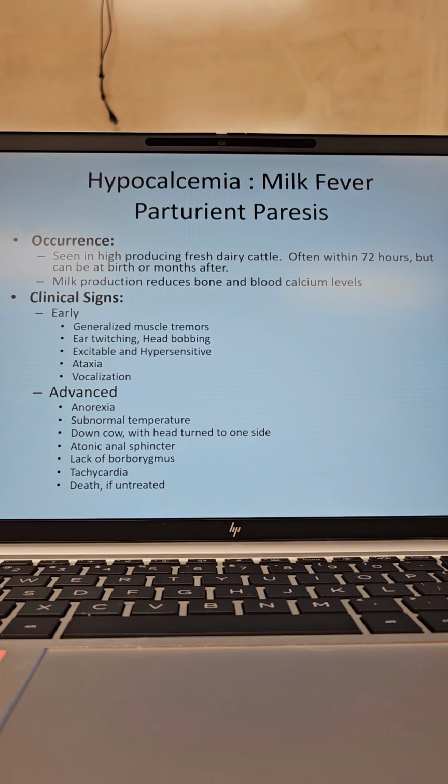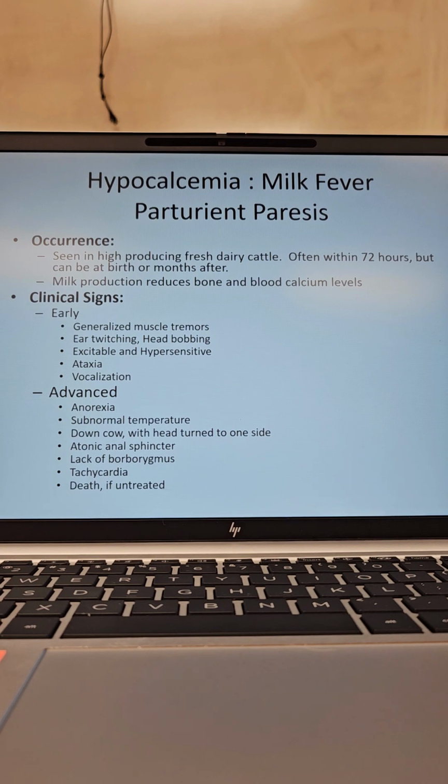We up their calcium intake just before birth so that they have enough, and you keep it up after they've given birth because of all that milk that the baby takes. It takes a lot from mom. Milk production reduces bone and calcium levels.